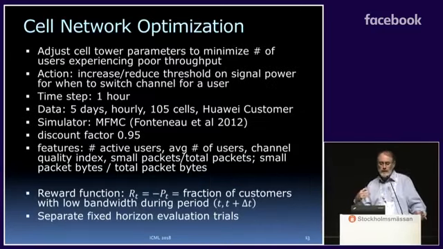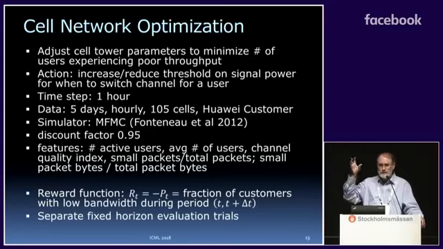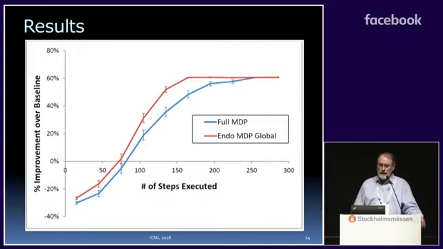Then we also applied this to the original motivating problem, which was cellular network optimization. You can control parameters of cell towers in order to try to minimize the number of users who are experiencing poor throughput. So we formulate this as an MDP. We have a sort of surrogate model for simulation. And here are the results. The 0 line here is the default policy, that is, what Huawei recommends their customers use.